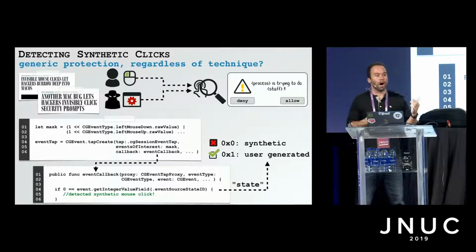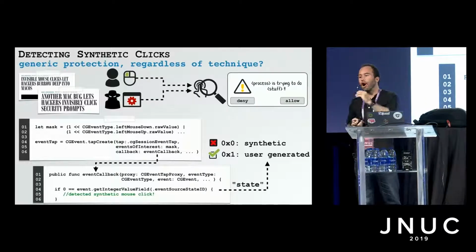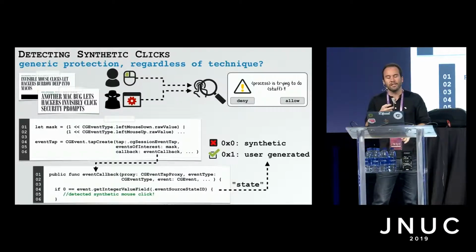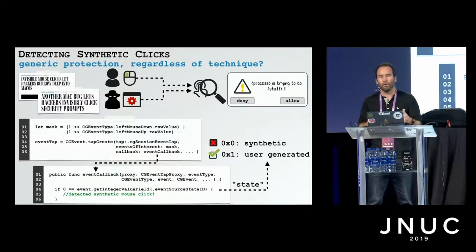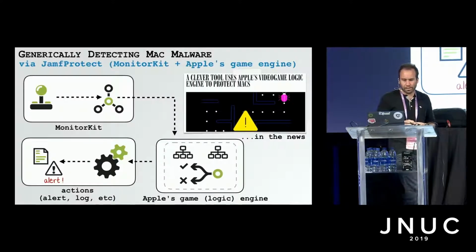So what we can do is monitor for mouse activity, and then examine the mouse click object, and it will be set to 0 or 1 based on whether it was user-generated or programmatically generated. So based on this, we can generically detect synthetic clicks. So even if someone has repurposed Fruitfly, since it has the ability to generate these clicks, we can detect when Fruitfly performs those malicious actions.